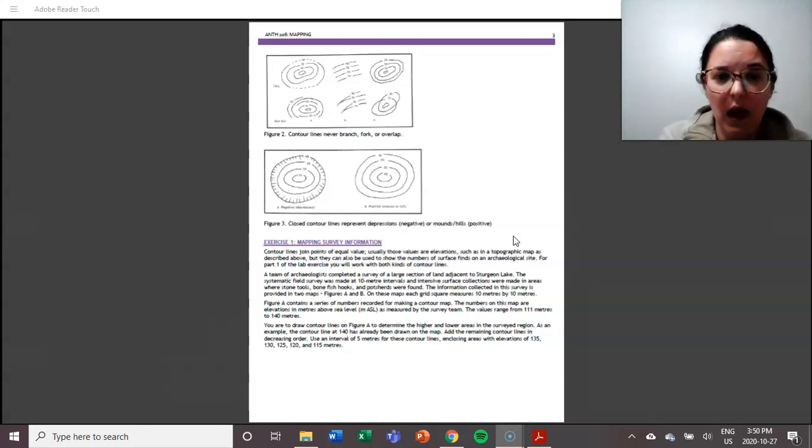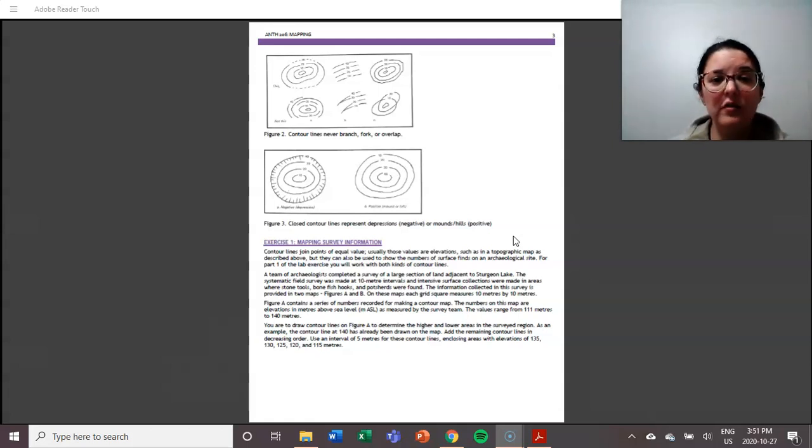Okay. So let's look at what we're doing for the first exercise. Again, we're going on the principle that contour lines are joining points of equal value. On our first map, we're looking at elevation. In the second map, we're looking at numbers of material culture, of artifacts. And our fictional scenario is based on a scenario that's provided to you in the textbook, but I've modified it here for this exercise.